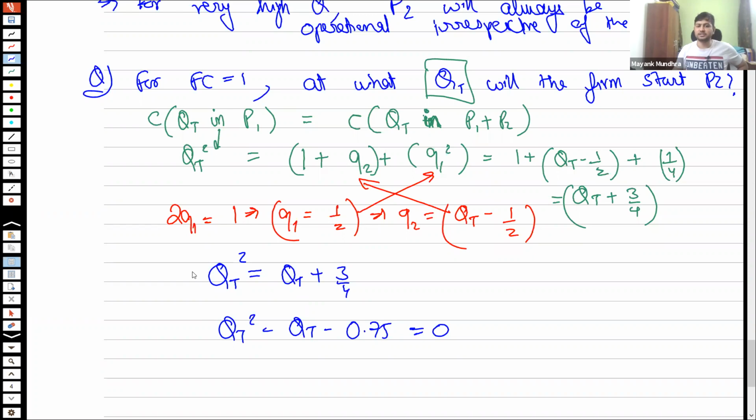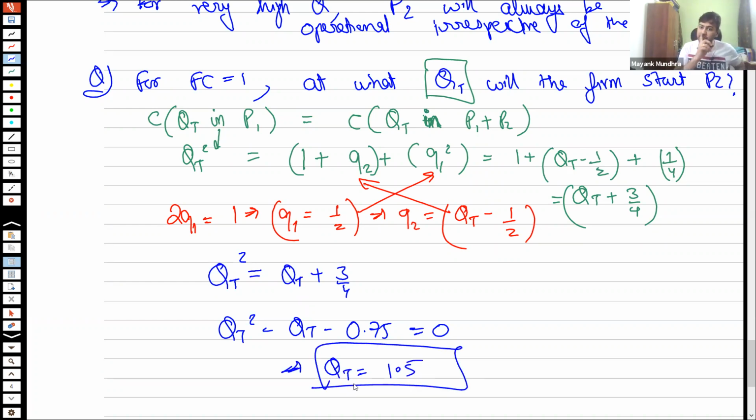I mean, it's a good exercise. If you can do it on your own, great. If you can't, at least reach the quadratic. That is important right now. Reaching the quadratic itself would be a task, because as you can see, these are a little complicated questions. So this implies QT becomes equal to 1.2.